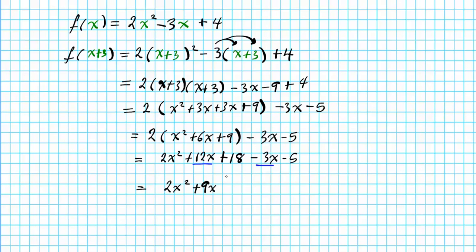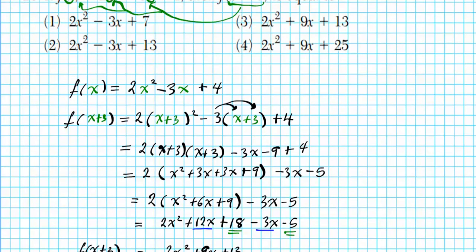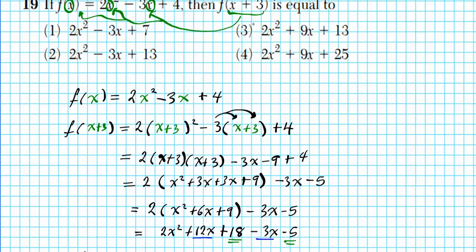And then we have the constants, positive 18 and negative 5, plus 18 minus 5. Subtract, keep the sign of the bigger, positive 13. That is what f of x plus 3 is. Okay, 2x squared plus 9x minus 13, plus 13. Answer is option number 3.